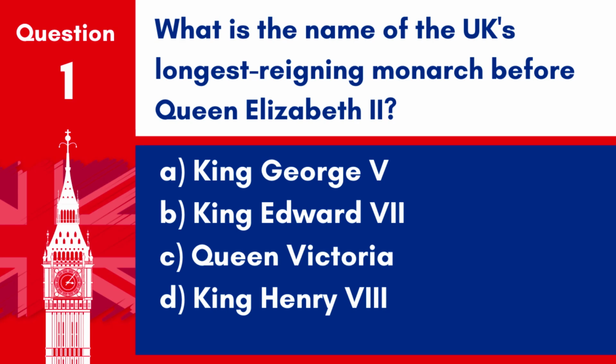Question 1. What is the name of the UK's longest reigning monarch before Queen Elizabeth II? A. King George V. B. King Edward VII. C. Queen Victoria. D. King Henry VIII. Answer: C. Queen Victoria. Queen Victoria was the longest reigning monarch before Queen Elizabeth II, serving from 1837 to 1901.